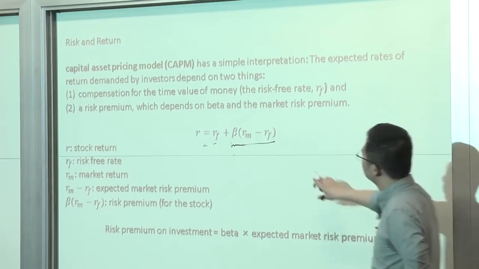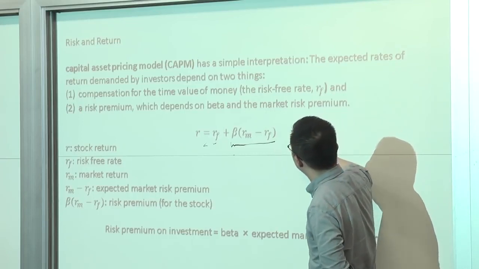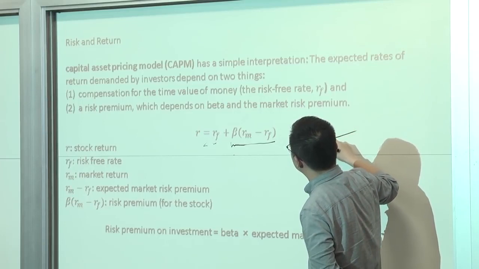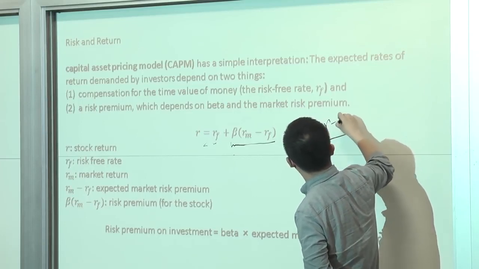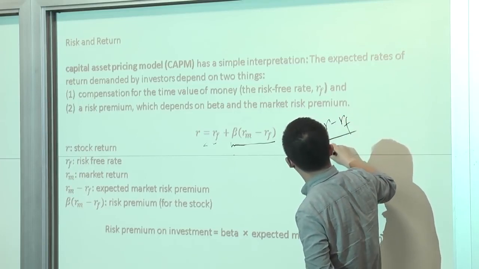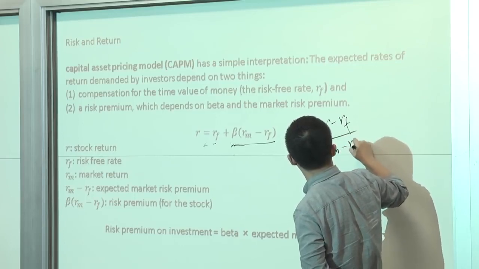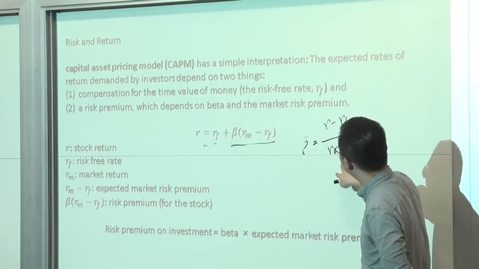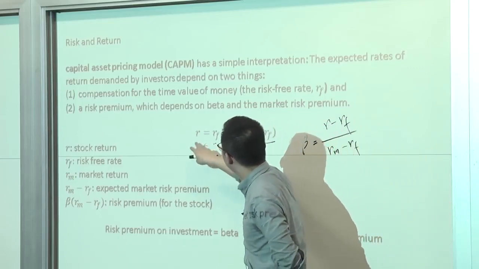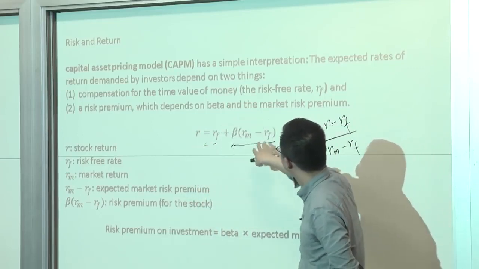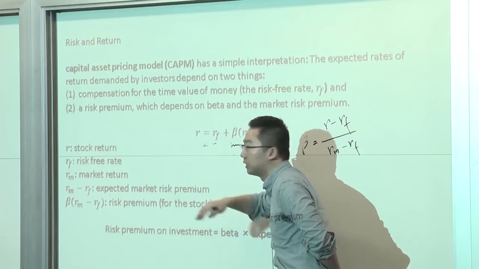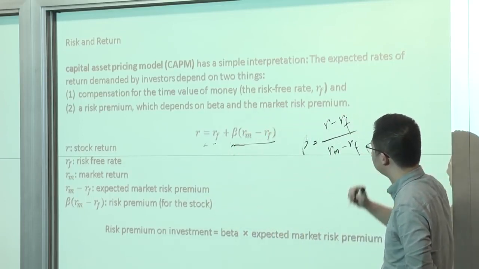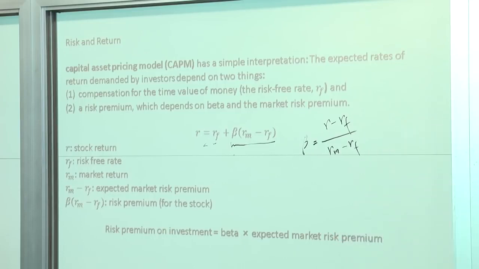So we can also find a definition of beta from here. Beta is just RA minus RF divided by RM minus RF. We move RF to the left-hand side and move RM minus RF to the denominator. So that is beta.